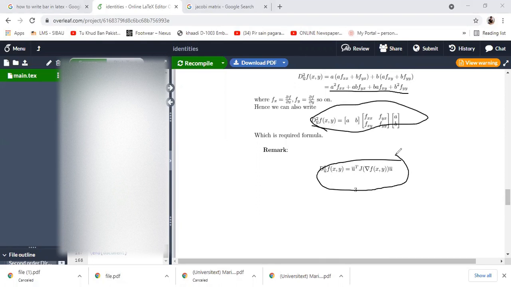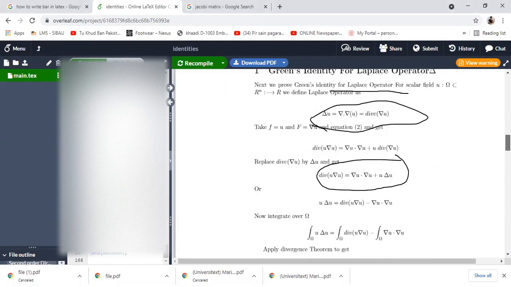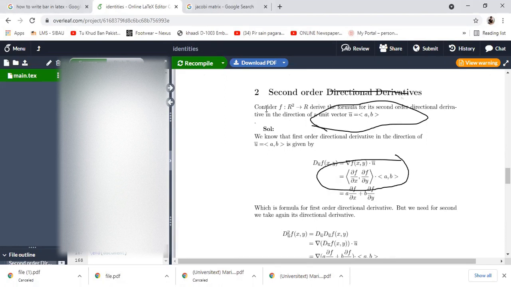So in the next few lectures, inshallah, we will be generalizing it more. We will be taking now third order directional derivative, then fourth, fifth, and so on and so forth. And then at the end, we will be generalizing this function f. Now f is from R2 to R, and then we will make it Rn to R, and so on and so forth. Inshallah, we will be continuing.